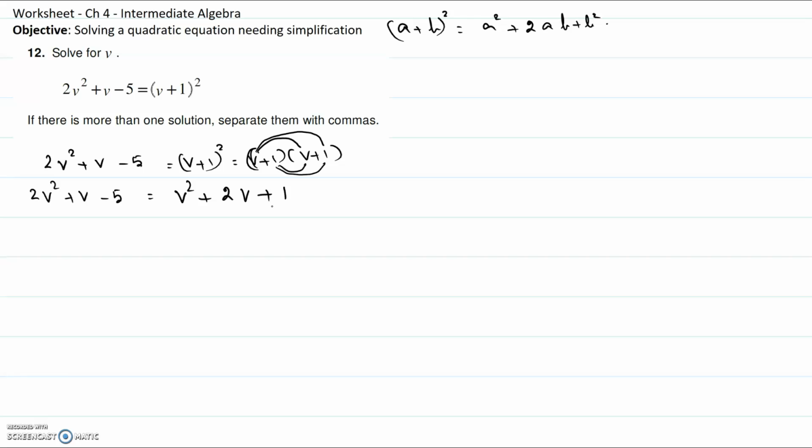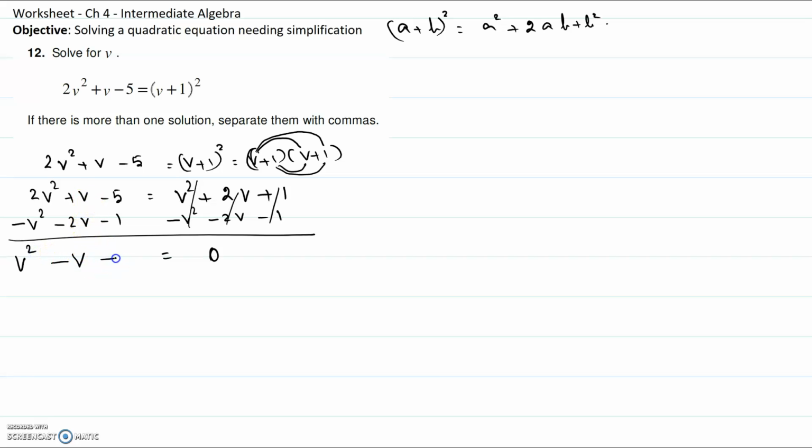Now we are going to move them all to one side and make the right hand side 0. So subtract v squared, subtract 2v, subtract 1 on the left hand side. The right hand side is going to be 0. 2v squared minus v squared will be v squared. v minus 2v will be negative v, minus 6 equals 0.